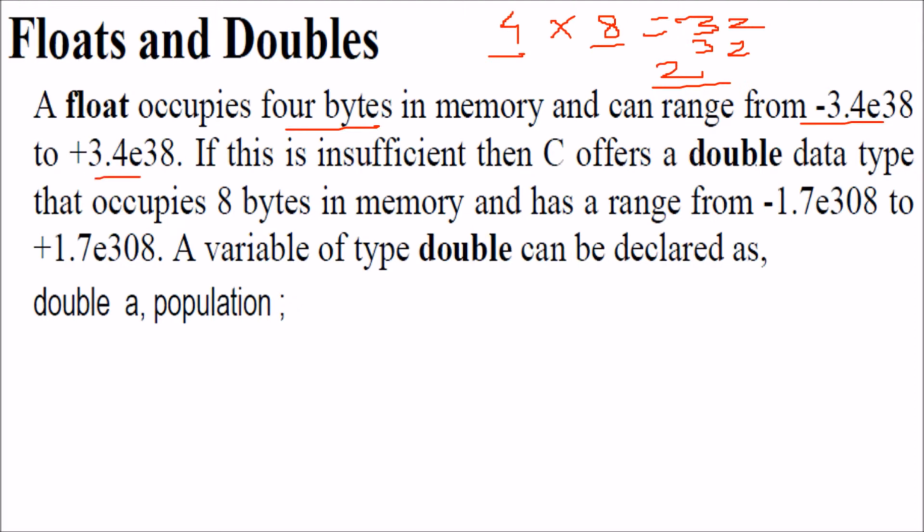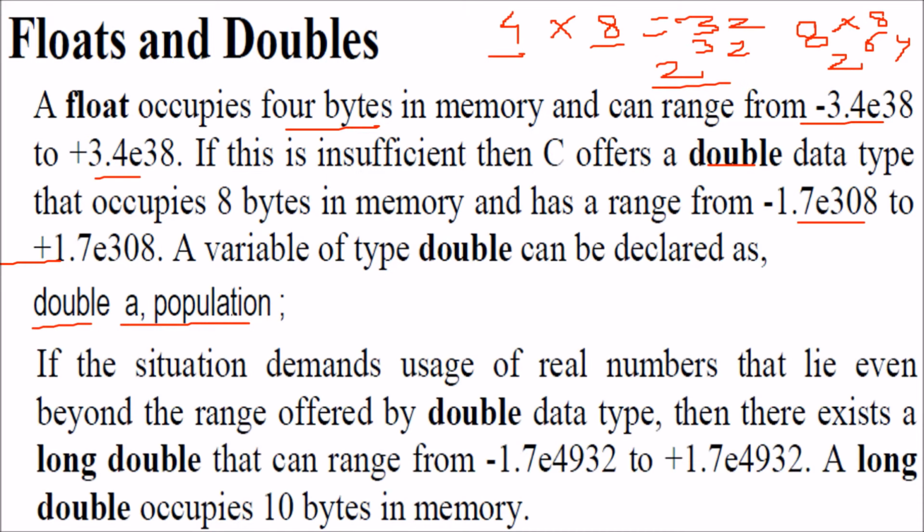And if you want a higher value, double can be used. Double takes 8 bytes. So 8 bytes means 8 into 8, so this will be 2 to the power 64 possibilities. Again, you divide the range into negative and positive, and these are the values. How to declare a double? Just place double and put the variables here.